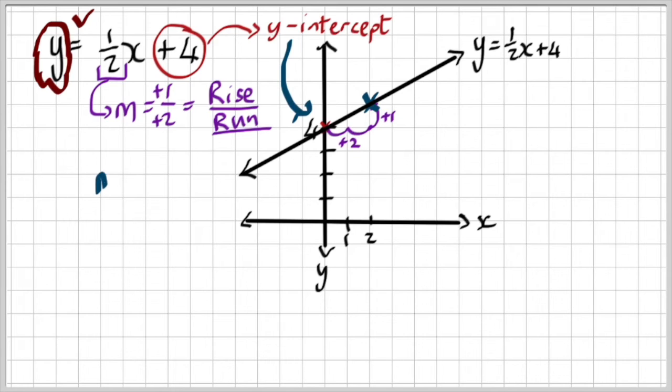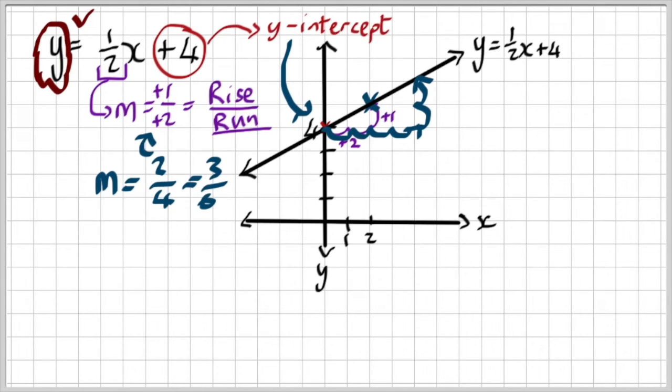Remember that gradient could also be 2 over 4. Why? Because it simplifies to a half. Or it could be 3 over 6, because again it simplifies to a half. So in other words, it is a ratio. Let me show this on the graph. For every 2 that my x goes forward, my y goes 1 up.